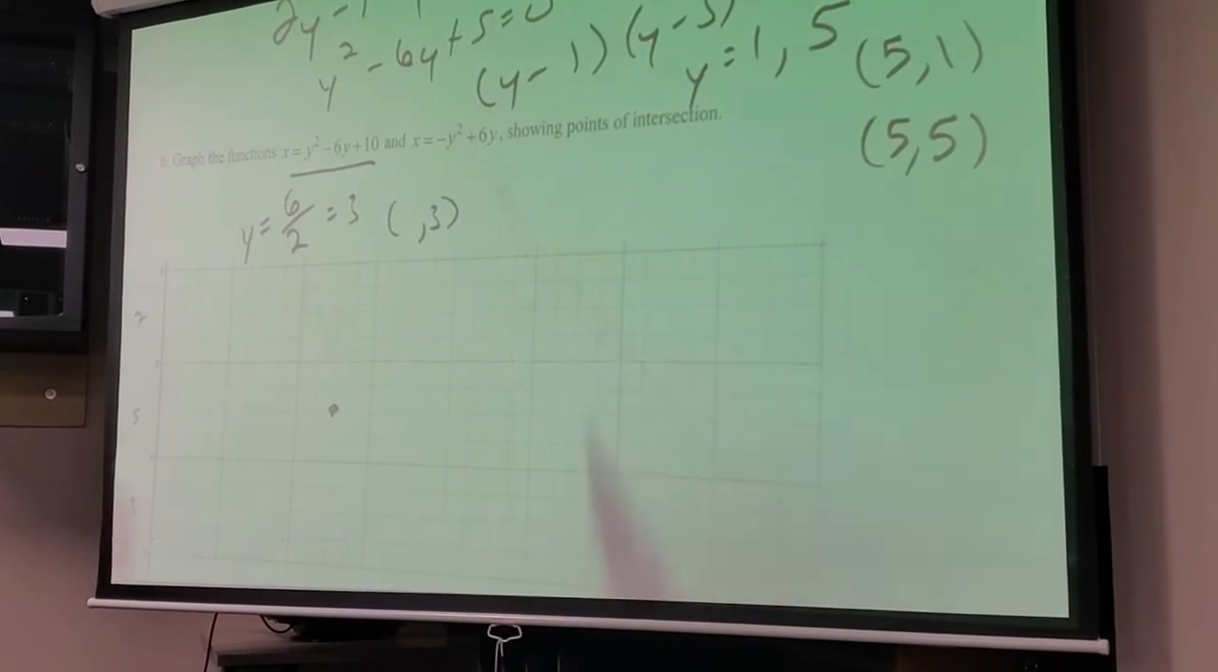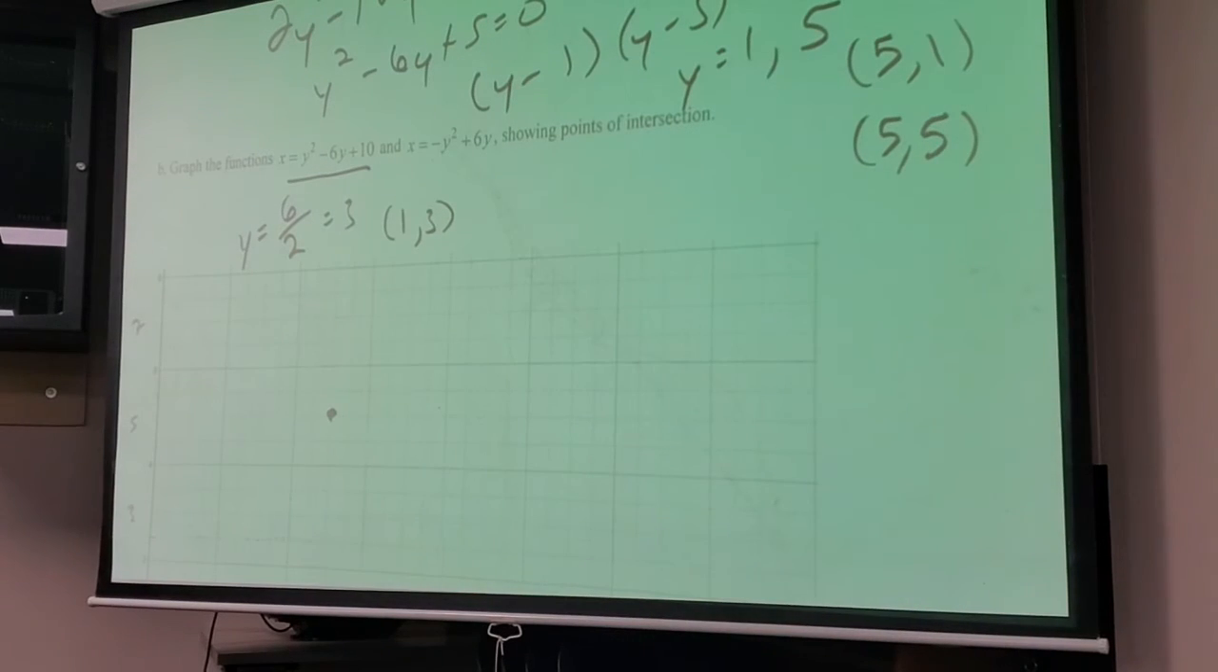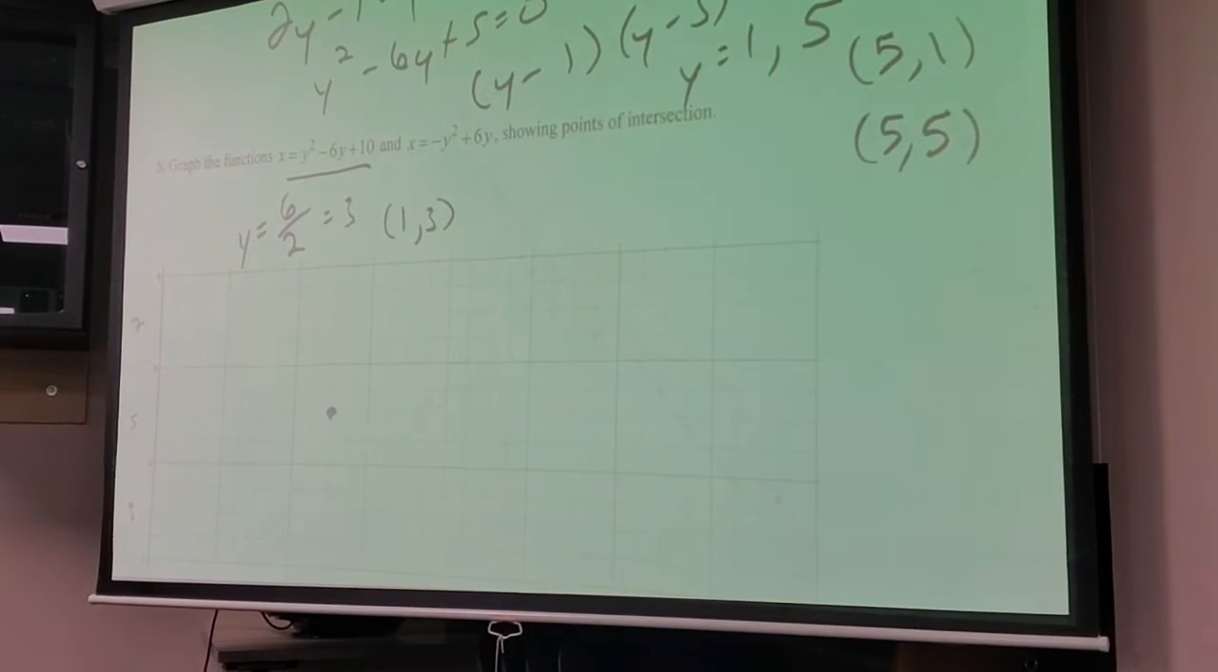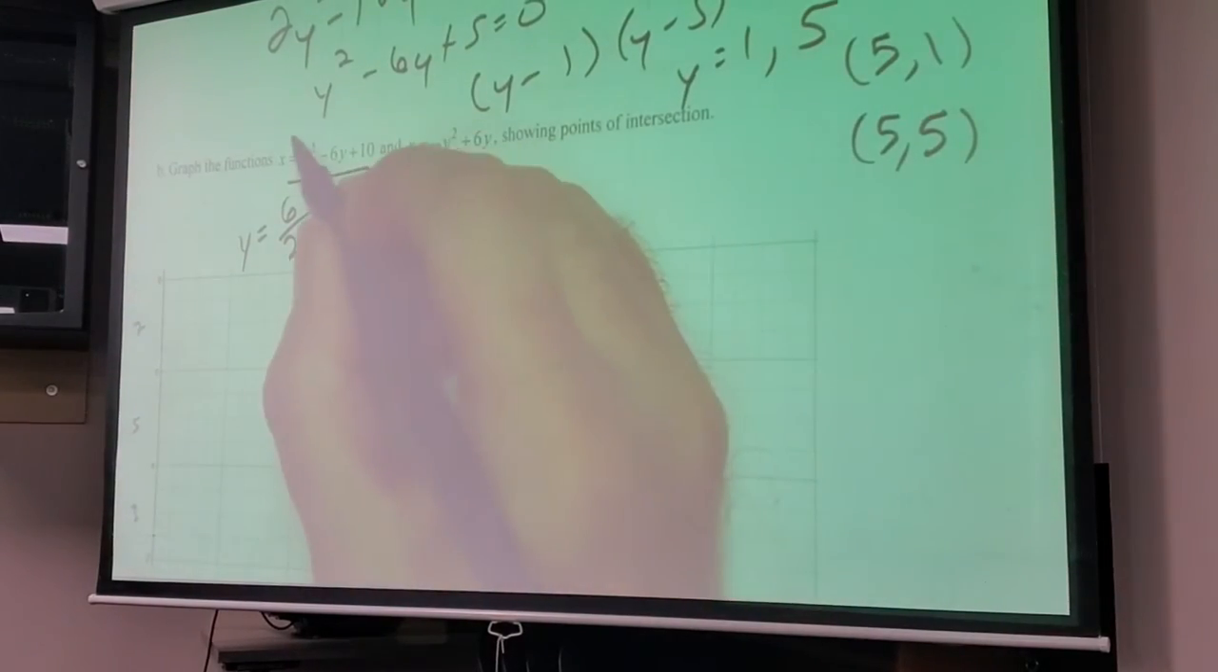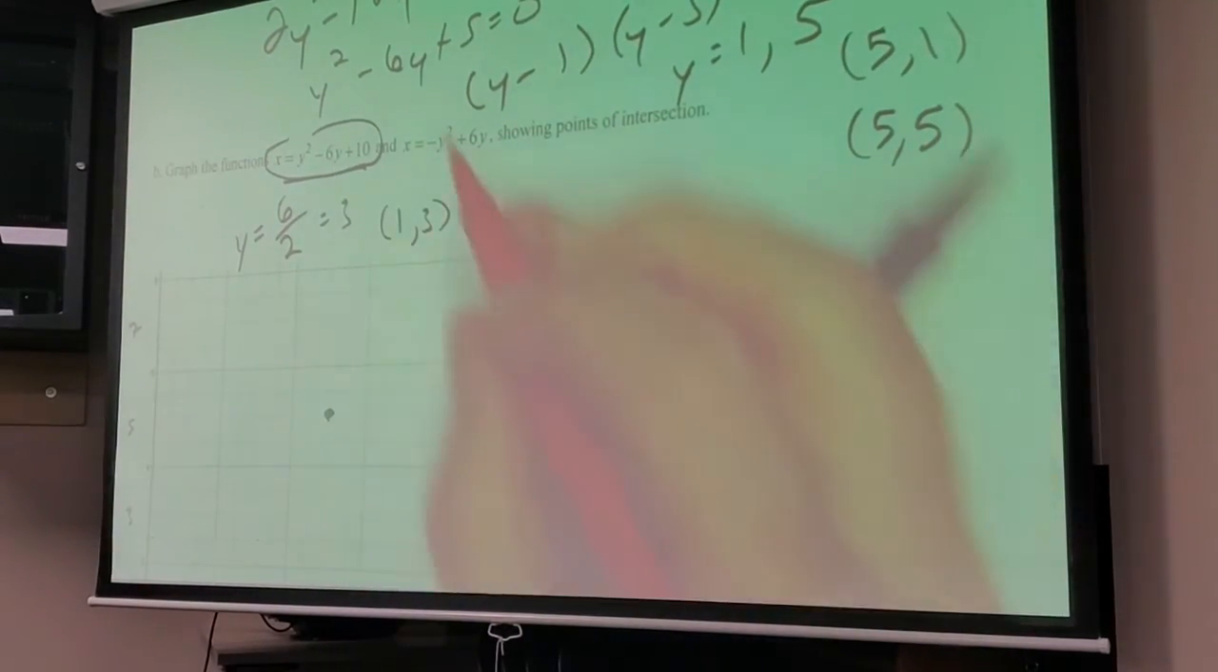Maybe it's okay. Maybe I was thinking the wrong way. Okay. Right? 1, 3. Is that cool? When you put a 3 in for y, you get a 1 for x. Is that cool? So that's 1, 3. Let's do this in different colors. This will be in black, and this will be in red.